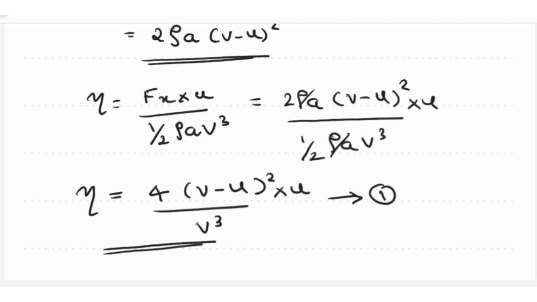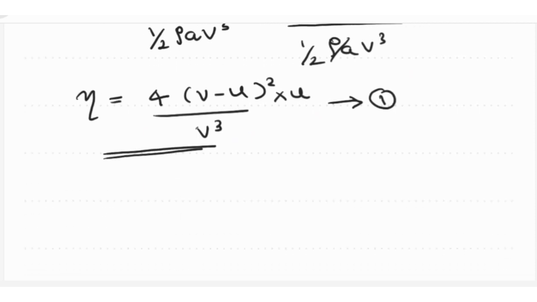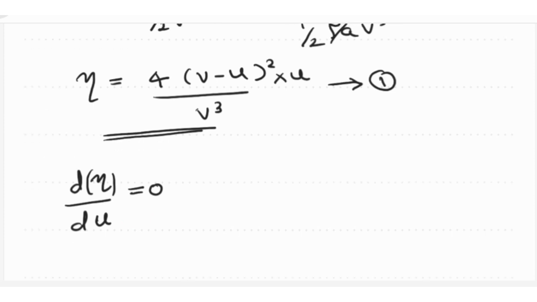As I discussed earlier, maximum efficiency is obtained when we differentiate efficiency with respect to any velocity. So I will differentiate with respect to u, and that should be equal to 0. You can also differentiate with respect to v; any velocity is fine.